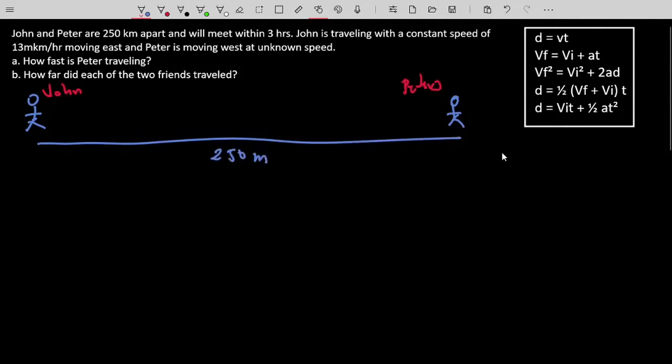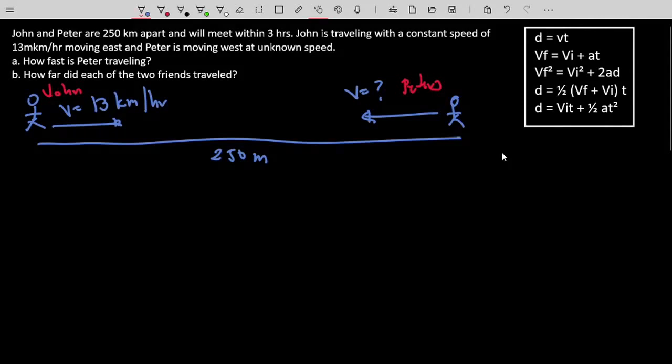And John is actually moving east with a constant velocity of 13 kilometers per hour. And Peter is moving west with an unknown speed. Now, first, how fast is Peter traveling? So therefore, again, what we are trying to look for is the velocity of Peter and how far did each of the two friends travel.